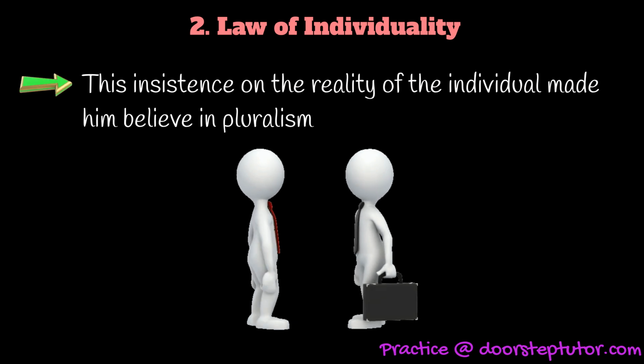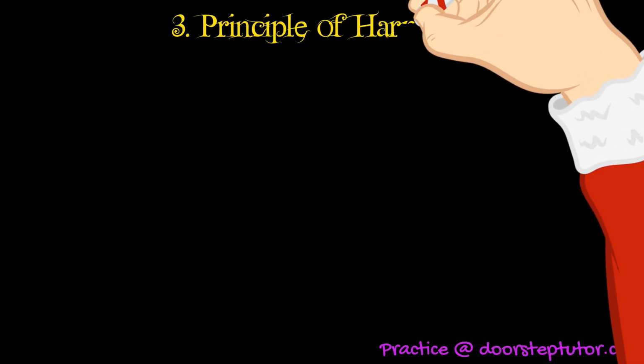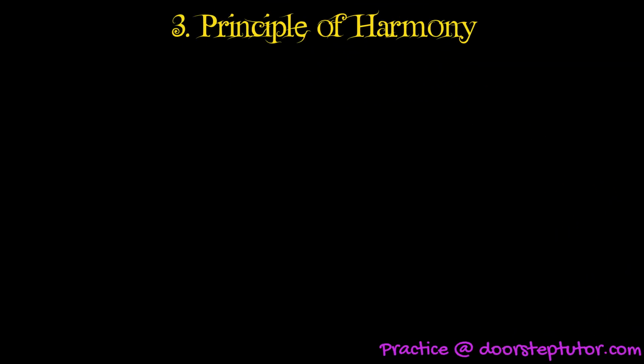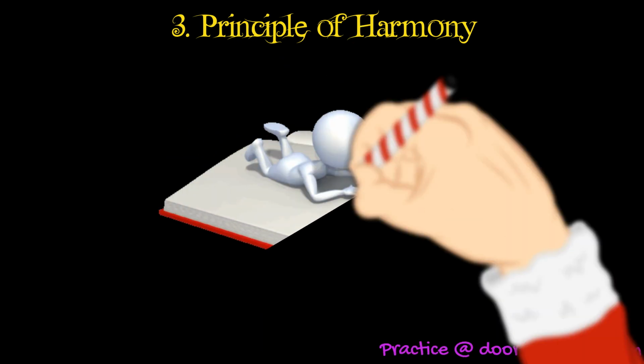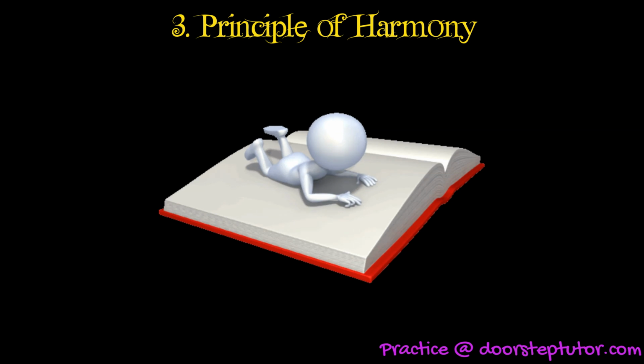After having learned about the law of continuity and the law of individuality, the third is the principle of harmony. Unlike the above two principles, this principle of harmony partly arises from his mathematical discipline, partly from his desire to concede the Spinozistic truth of unity, and partly from the necessity of reconciling the first two laws, that is, the law of continuity and the law of individuality.